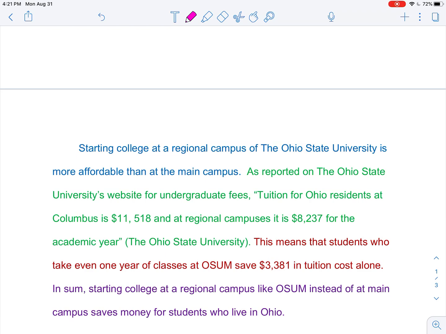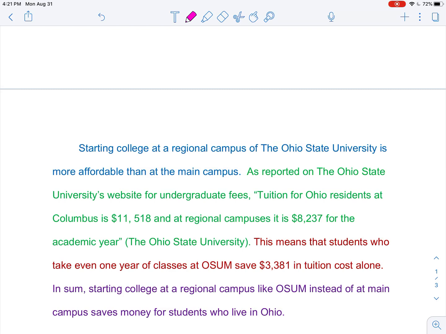Last but not least, then, I have my conclusion. In sum, starting college at a regional campus like OSUM instead of at main campus saves money for students who live in Ohio. Okay, so I've restated that claim that I started with at the beginning of the paragraph. I tagged into the thesis also, talking about regional campus students living in Ohio, and I'm going to move on to the next paragraph. I could do that easily.